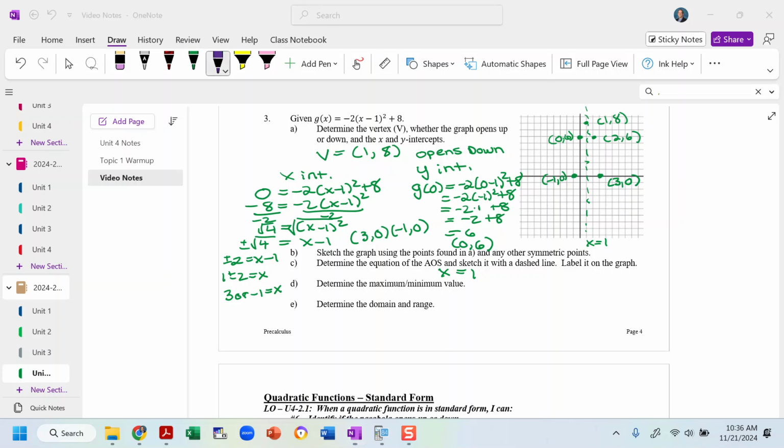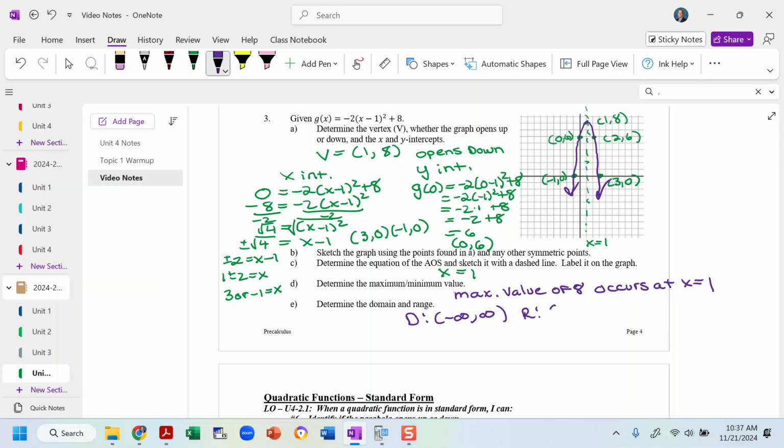And then notice your graph goes like that. All right, so then the maximum value here is 8. And it occurs at x equals 1. The domain is all real numbers. The range is less than or equal to 8, because 8 is the maximum. All right, so that's if it's in vertex form.